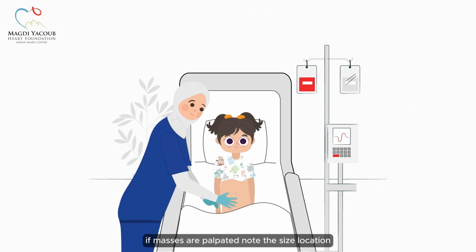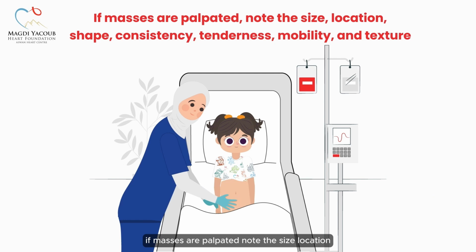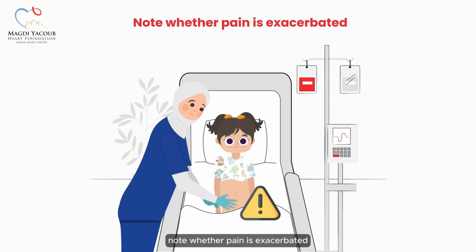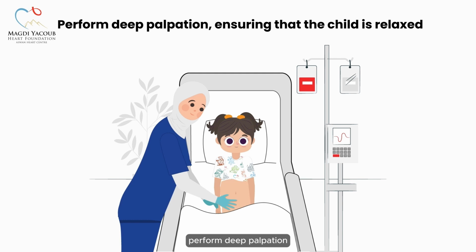If masses are palpated, note the size, location, shape, consistency, tenderness, mobility, and texture. When tenderness is present, press one hand slowly and deeply into the involved area and then let go quickly. Note whether pain is exacerbated. Perform deep palpation, ensuring that the child is relaxed.